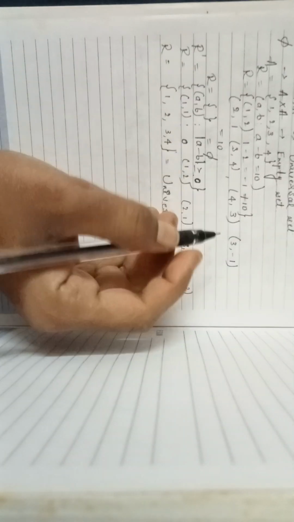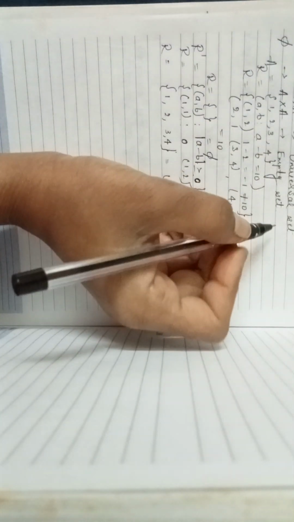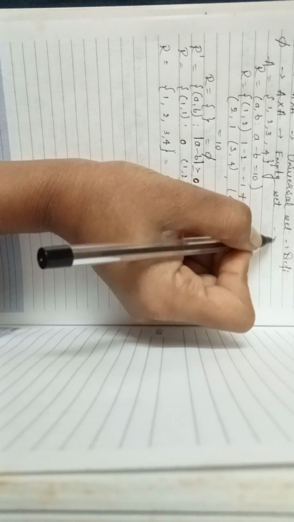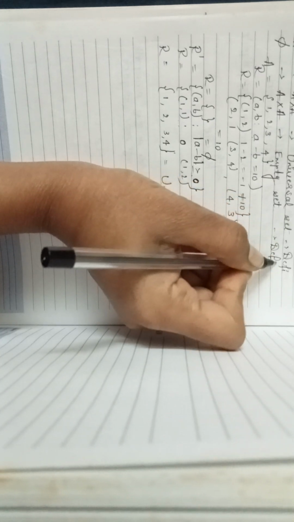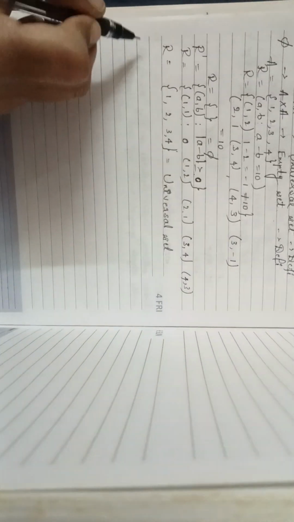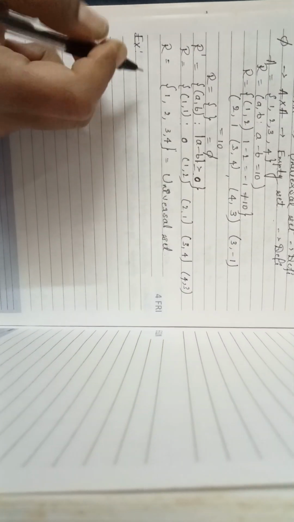So now you can see this will be definition 1, and this will be definition 2. So that is the universal set and the empty set. Now let's take an example.